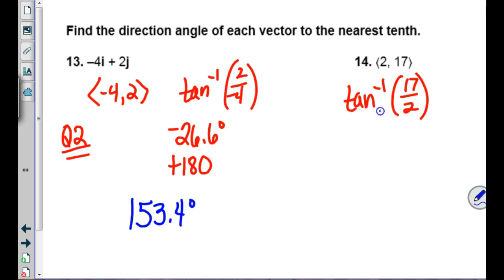All right, and this one, this is a quadrant 1 angle, so it gives us the right answer, but it's kind of a big number, isn't it? Inverse tangent, 17 over 2. Yeah, 83.3 degrees. I was just thinking that if you go over 2 and up 17, you're really close to 90 when you draw that in, right? So it's 83 degrees. Okay. Any questions?